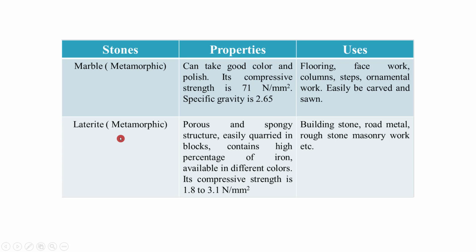Next, we have the laterite, metamorphic rocks. They have a porous and spongy structure, are easily quarried in blocks, contain a high percentage of iron, and are available in different colors. Its compressive strength is 1.8 to 3.1 Newton per mm square, and they are mainly used as building stone, road metal, and for rough stone masonry work.